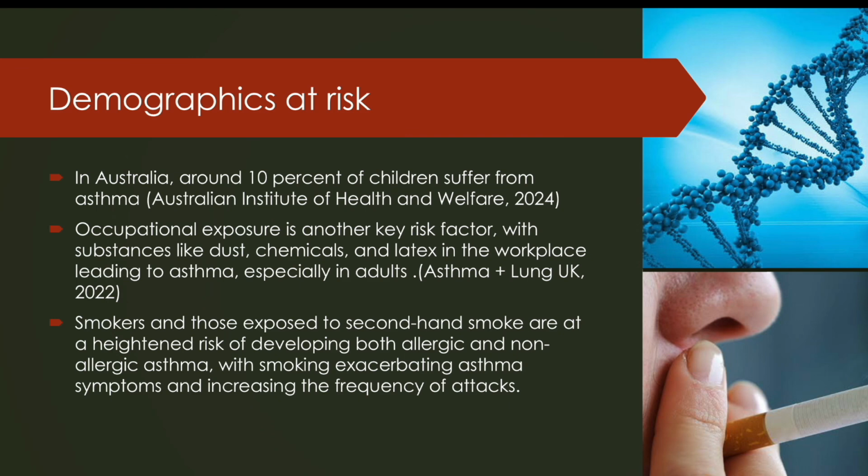Genetic factors play a significant role, with a family history of asthma or allergies increasing the risk of developing the condition. Racial and ethnic disparities also contribute to asthma prevalence, as Indigenous Australians experience higher asthma rates and worse asthma outcomes due to factors like socioeconomic disadvantage and environmental exposure. Smokers and those exposed to secondhand smoke are particularly at risk of developing both allergic and non-allergic asthma, with smoking exacerbating asthma symptoms and increasing the frequency of attacks.